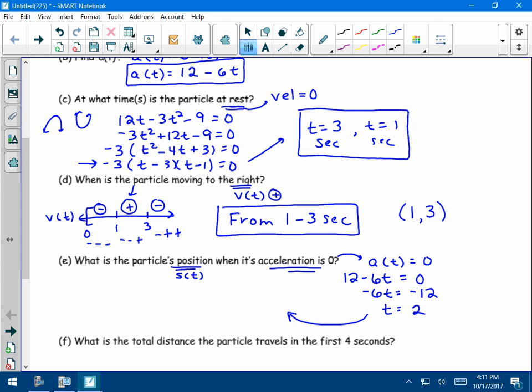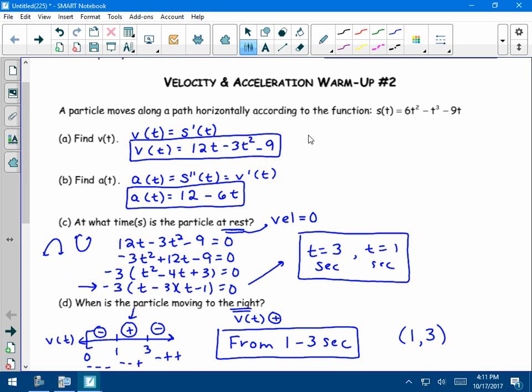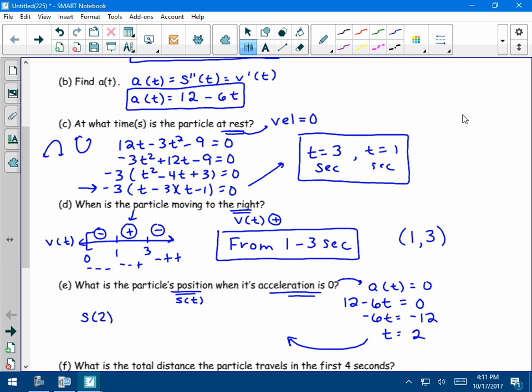So really I want the position when t is 2. So I'm looking for s of 2. I look back up at what position was: 6t squared minus t cubed minus 9t. So s of 2 would be 6 times 2 squared minus 2 cubed minus 9 times 2.